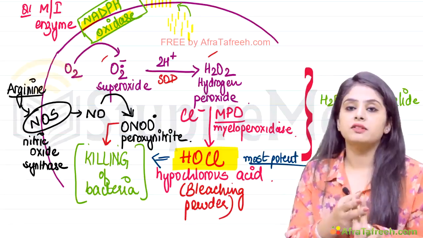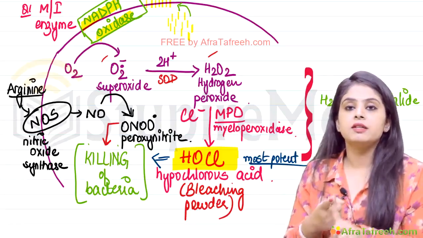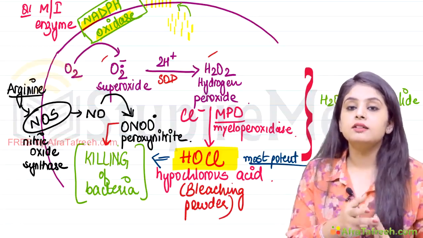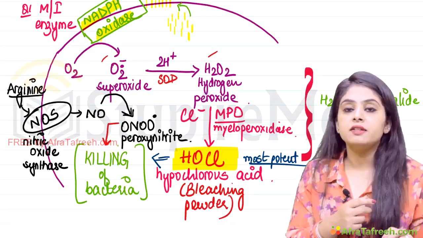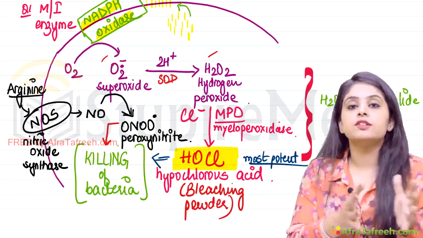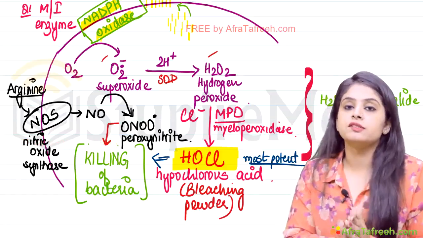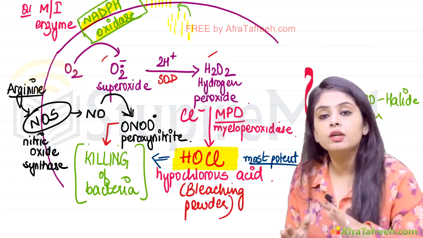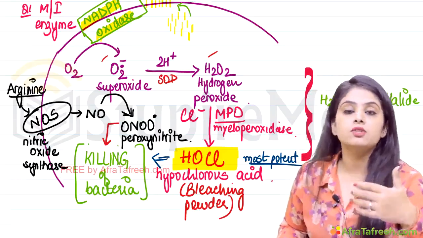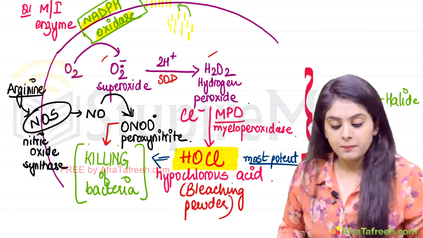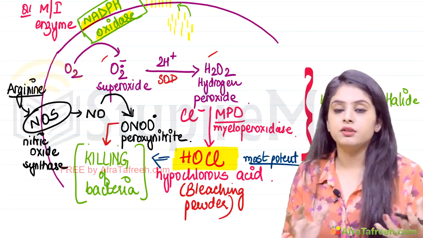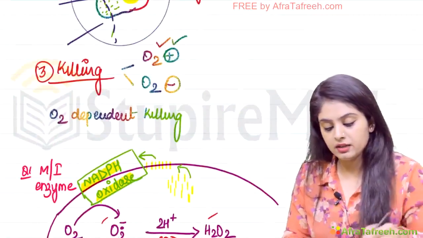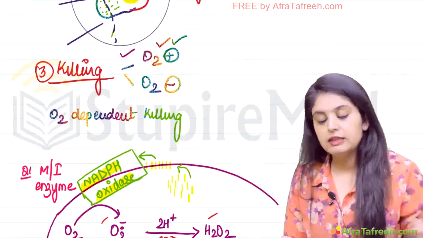So we have two pathways. One, the NADPH oxidase pathway, the H2O2 MPO halide system as you may call it. The other is the nitric oxide synthase pathway, which uses nitric oxide, converts it into peroxynitrite, which causes killing. Which of these is the most important, or most potent, pathway? That will be the NADPH oxidase pathway. Now that we have studied this entire process, please recall, this was oxygen dependent killing.